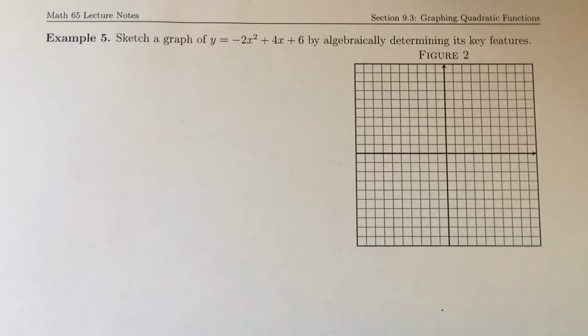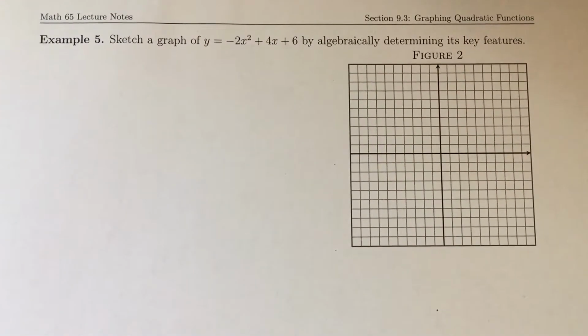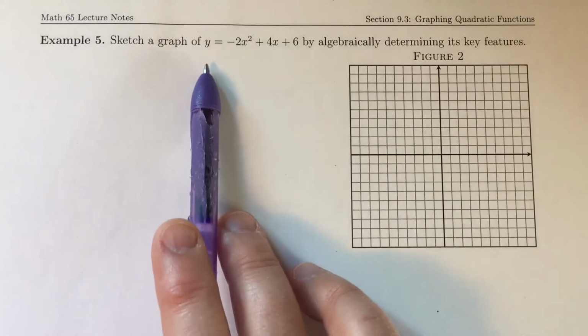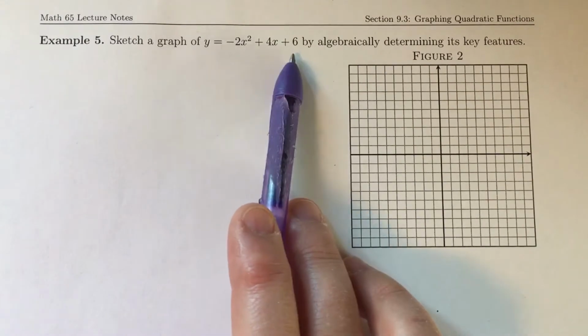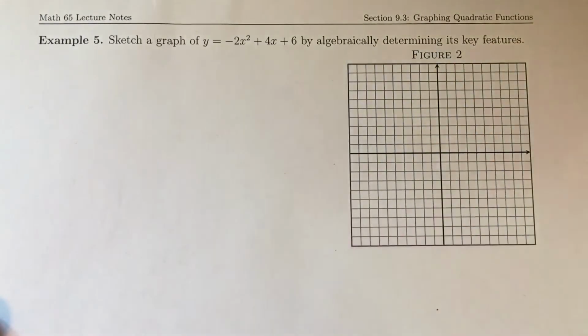In this video, we'll be talking about key features of quadratic functions and how to graph a quadratic function by using those key features. So the example that we're going to do is y equals negative 2x squared plus 4x plus 6. And we're going to algebraically determine its key features.